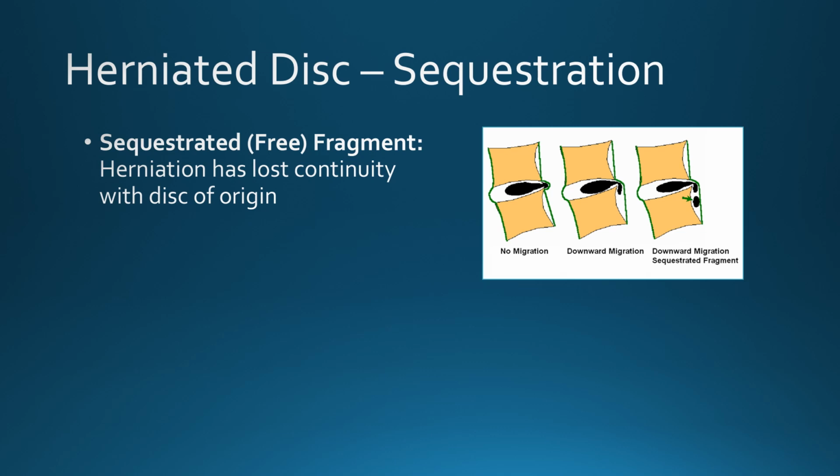When a migrated disc fragment loses its attachment to the parent disc, we call that a sequestrated or sequestered or free fragment. Any of those words are fine. So that's a disc extrusion with migration where the migrated fragment has lost continuity with the parent disc.